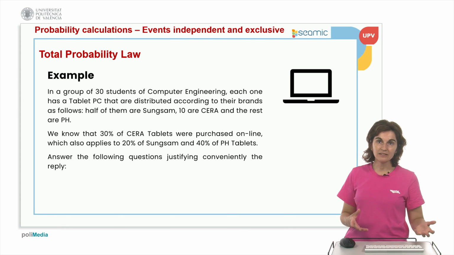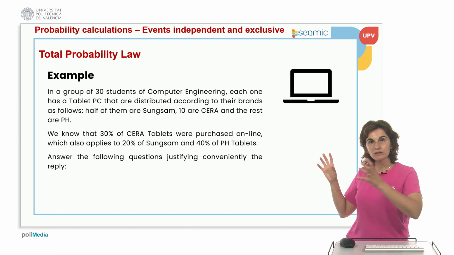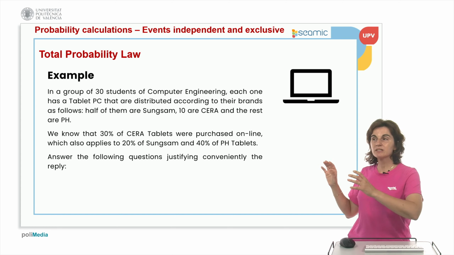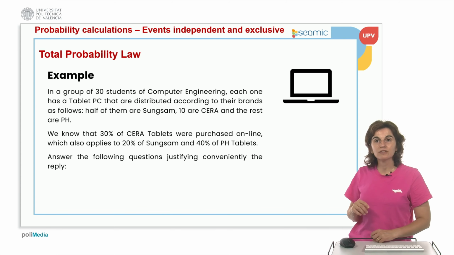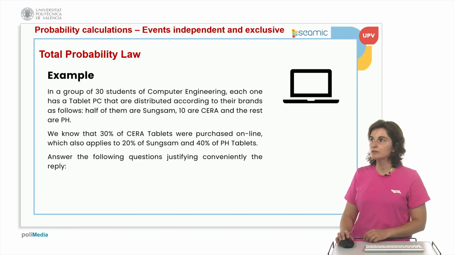To make the understanding of this law easier, we are going to review this example. Imagine that we have a group of 30 students from computer engineering, and each of them has a tablet, and these tablets are distributed according to different brands. So there are some students that have this brand, the Samsung, and there are other students that have Zira, and the rest of students have PH, of course simulated brands. So half of them, about 15, have this brand, and also 10, and also the rest.